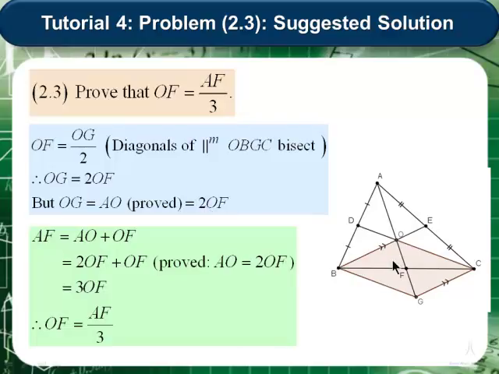We can see that AF is simply the sum of AO and OF. And these can be written in terms of OF, because we've proved that AO is twice OF. So therefore AF is 3 times OF, and if we want to make OF the subject of the formula, we find that OF is AF divided by 3.